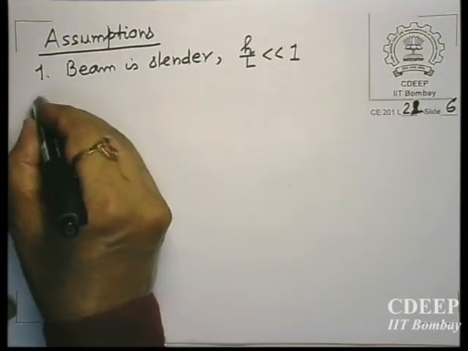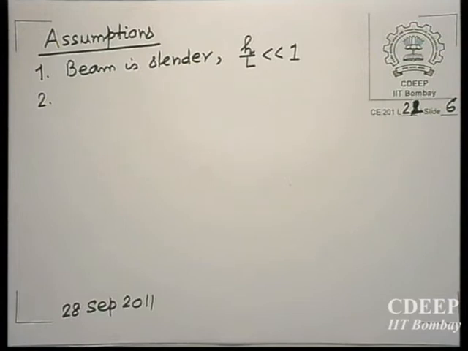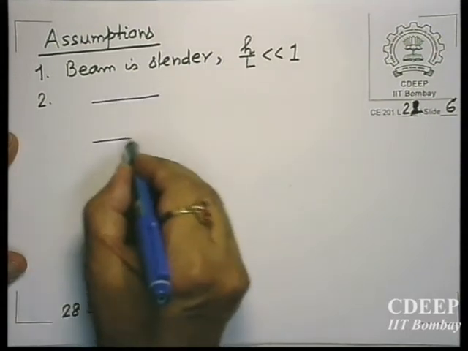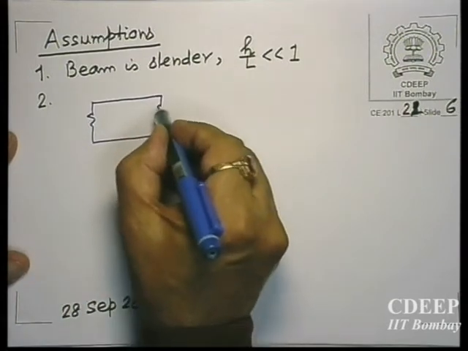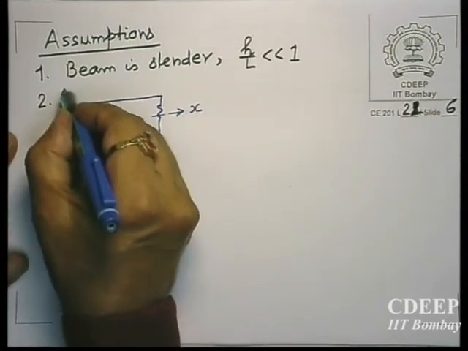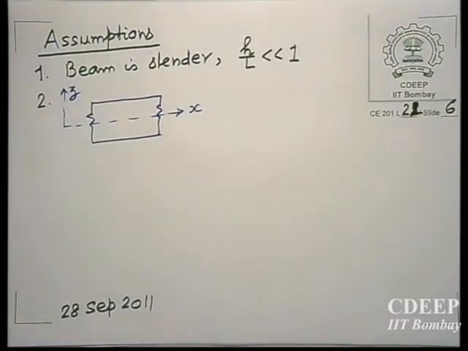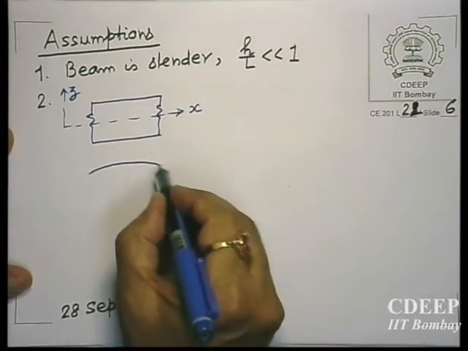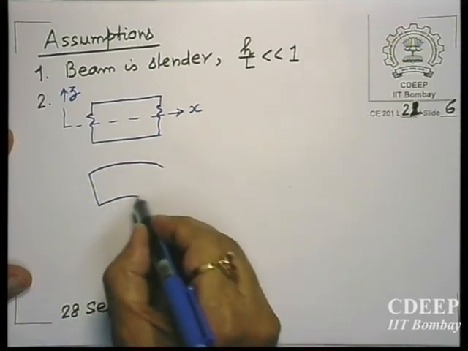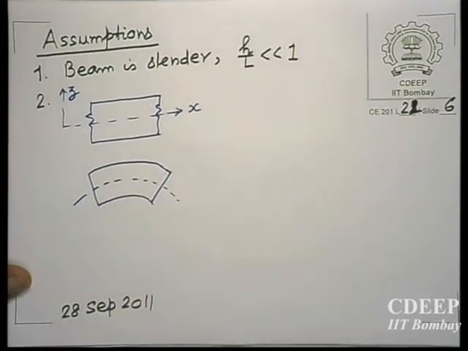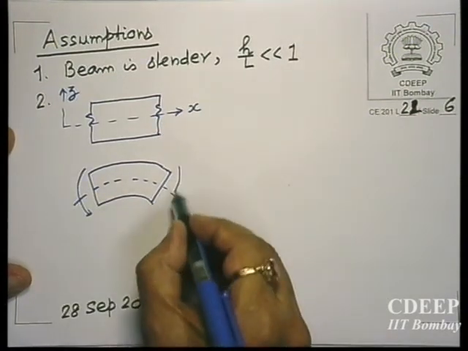Second, if it is slender, in that case what they said, that originally the beam, I am just drawing a small section, a small longitudinal section of the beam, originally the beam is like this, and when the pure bending moment is applied, it gets deformed, it assumes a shape like this. So this is subjected to pure moment.